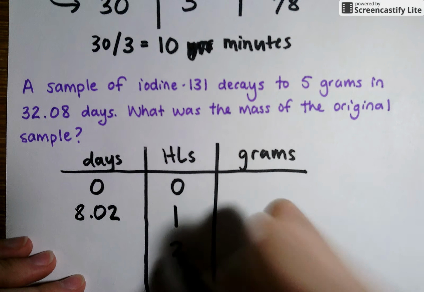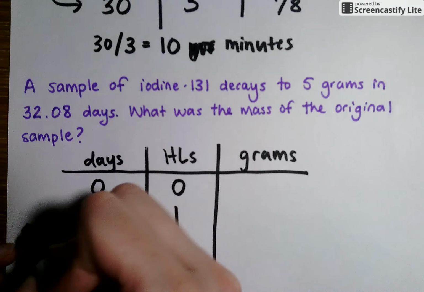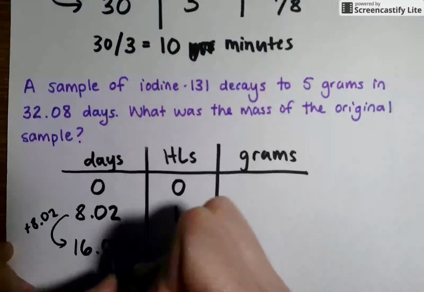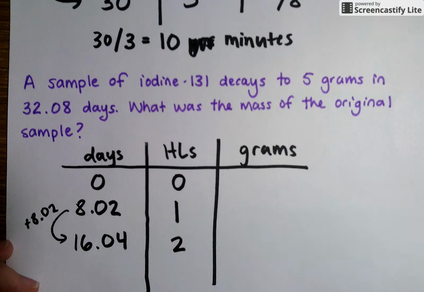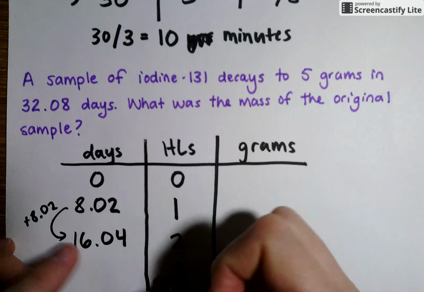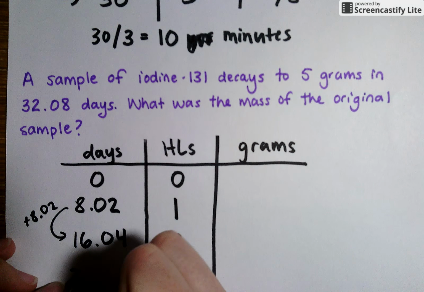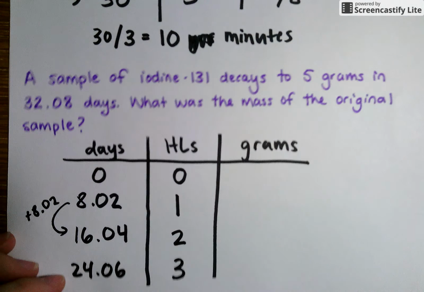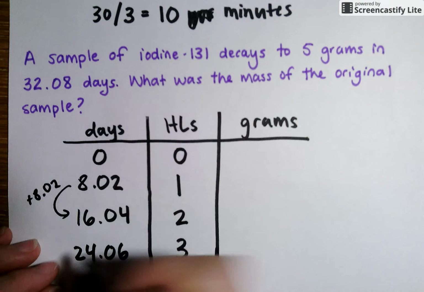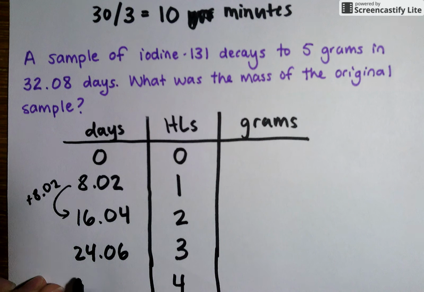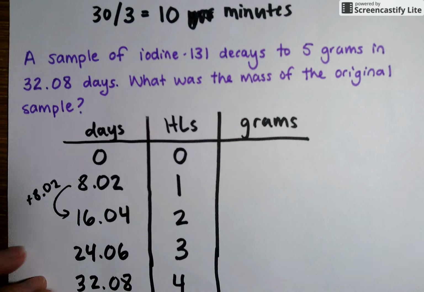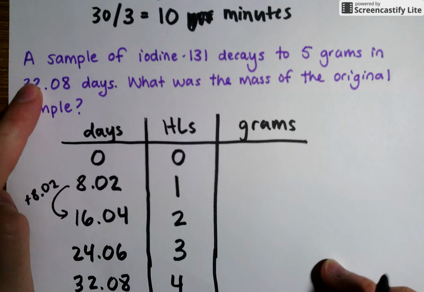After 2 half-lives, we're going to add on another 8.02 days, and that's going to take us to 16.04. That's not the 32.08 we need, so I'm going to add on another half-life, which means another 8.02. So 24.06 days have now passed. That's still not enough, so we need one more half-life to get us up to a total, again, adding on another 8.02 days to 32.08. We've now decayed for the amount of time that it wants us to.